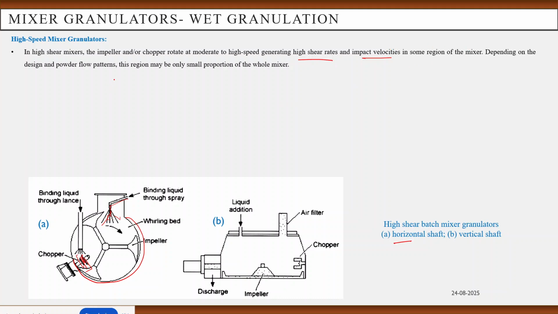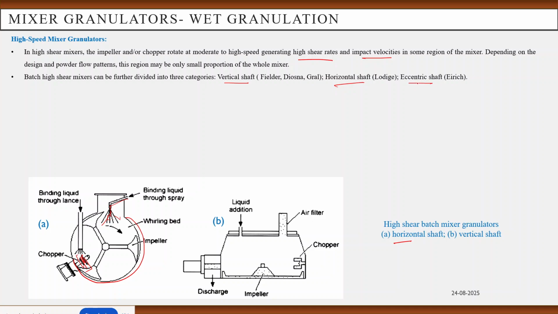Depending on the design and the flow patterns, the region may be only a small portion of the whole mixer. The batch type high shear mixer can be further divided into three categories. There can be a vertical shaft, horizontal shaft or eccentric shaft. This one is the horizontal shaft, this one is the vertical shaft, and the eccentric one I will show you in a later slide.